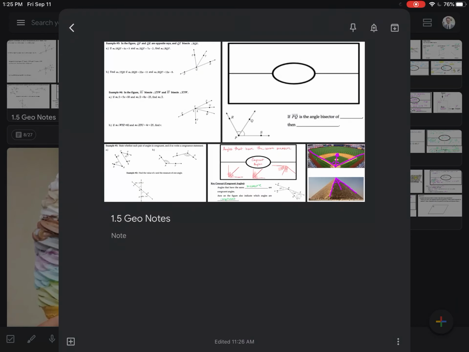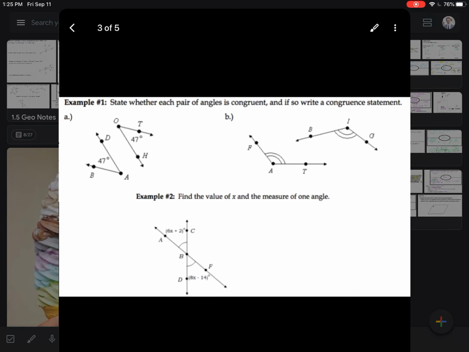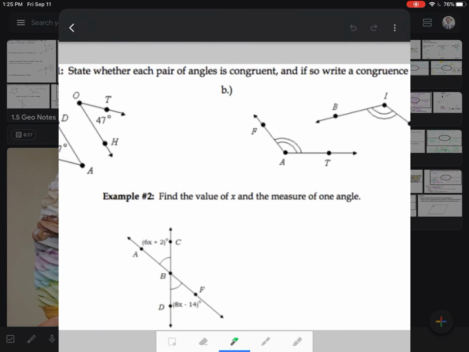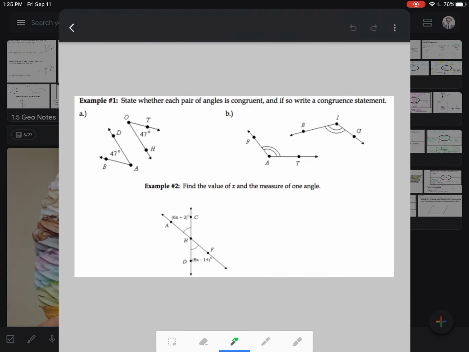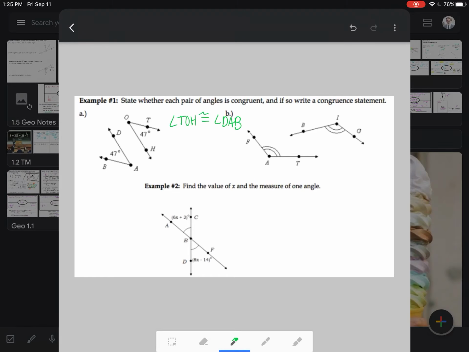All right, so let's do some congruent angle examples. An important thing that we want to note here is the way that we write these congruent angles. They're telling us to give a statement of whether they're congruent, and if so, tell us how. First off, 47 degrees is the same as 47 degrees. So we know that angle, we have to start off not with our vertex. So angle TOH is congruent to angle DAB. There are a couple different ways that you can write that, all of them are okay, as long as the vertex of each of these angles is in the center.